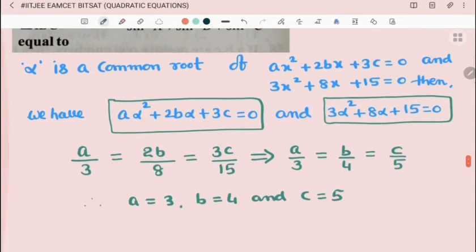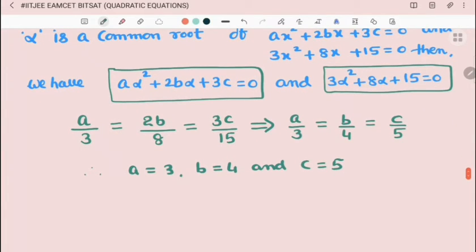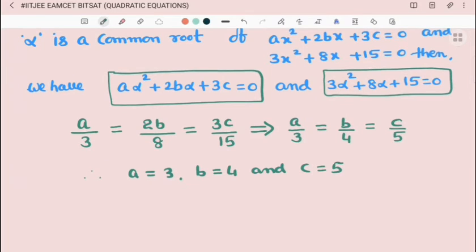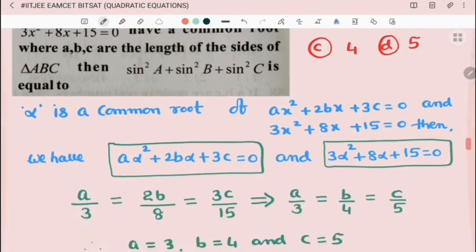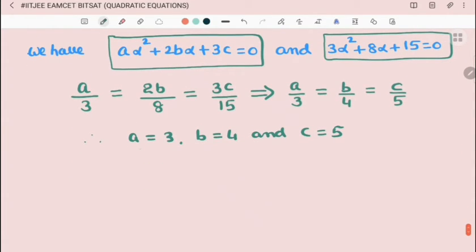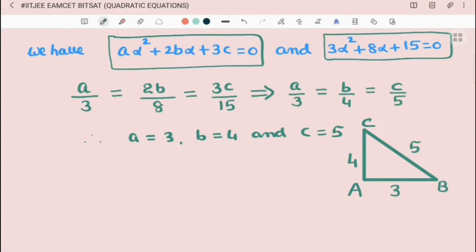By observing the values of a, b, c, it forms a right angled triangle. They are saying a, b, c are the lengths of the sides of the triangle. So here these are Pythagorean triples. Just a rough figure I am drawing. So here it is A, B, C. This is 3, this is 4, this is 5. Why? Because 3 square plus 4 square equal to 9 plus 16, that is equal to 25. So 5 square means 25.